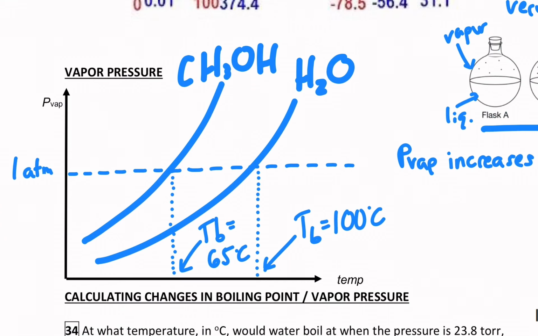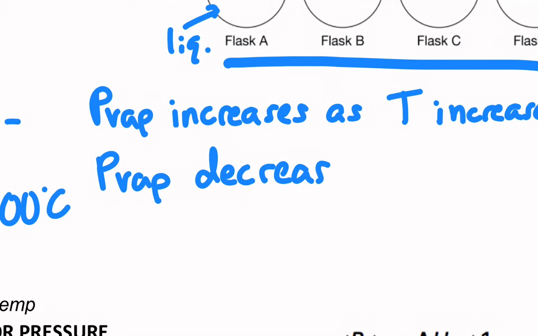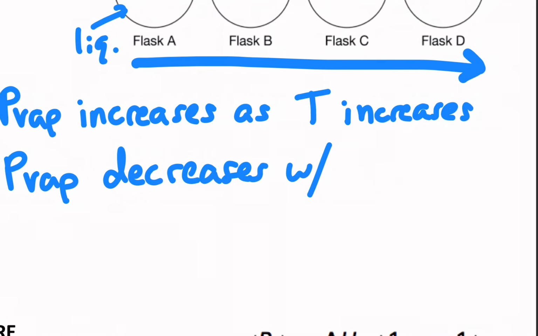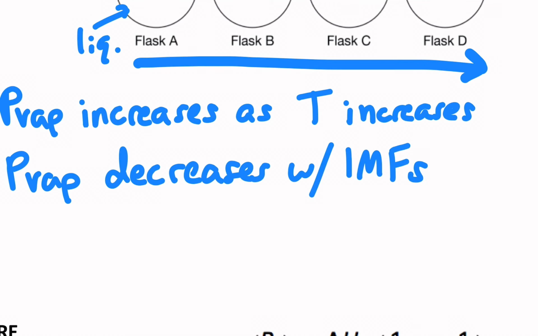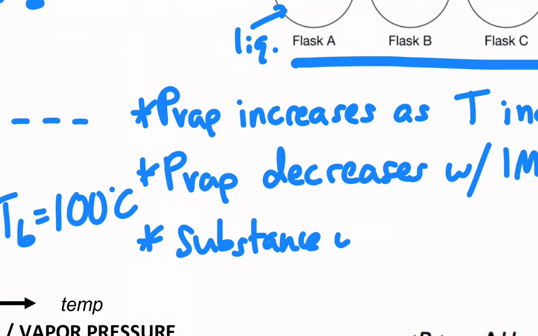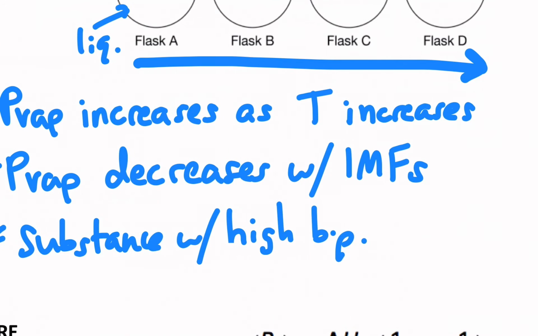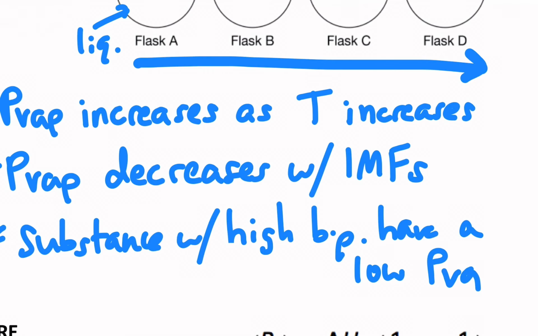So that's consistent with something we said in the previous lesson. If you have a higher vapor pressure, you actually have a lower boiling point, which brings us to the second thing I want to list over here. So P vap decreases with IMFs. And then just to follow that up, substances with high boiling point have a low vapor pressure.